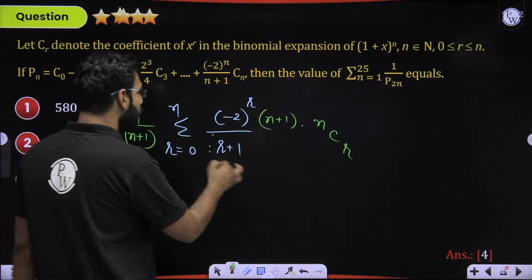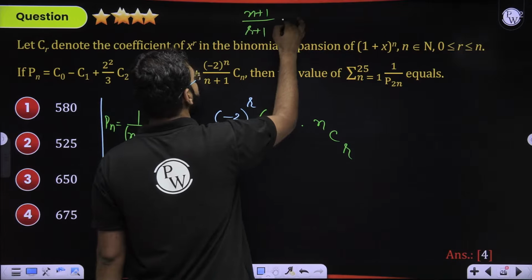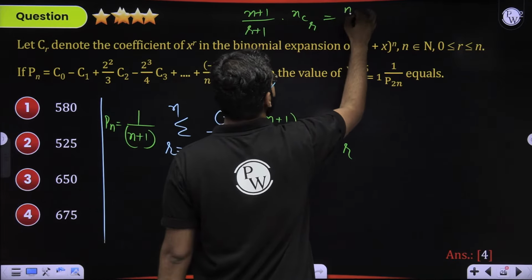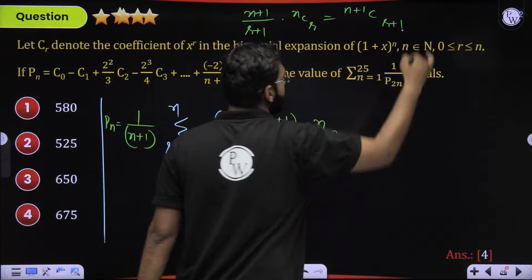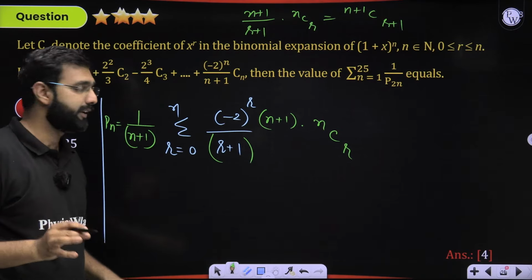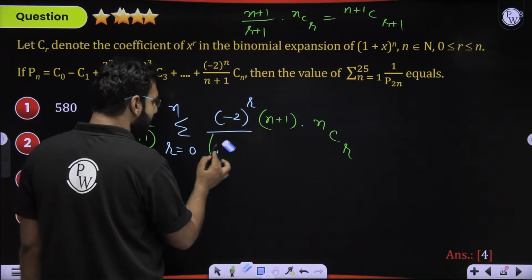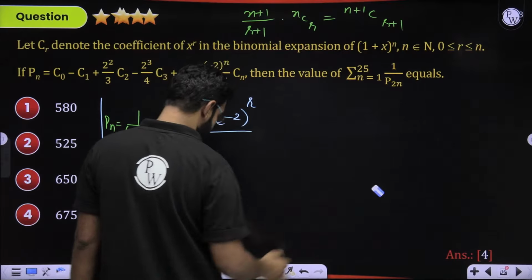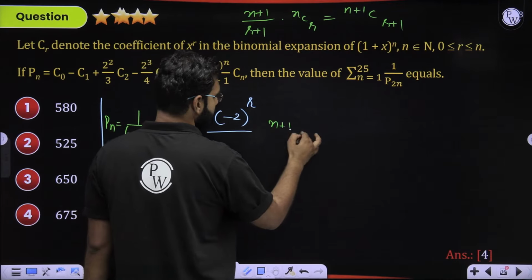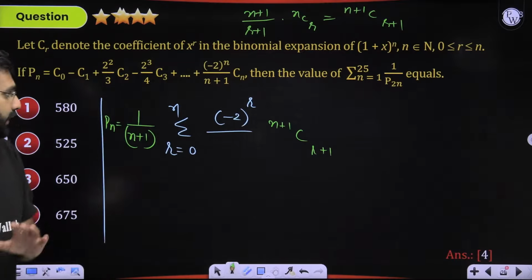And I hope you do remember that n plus 1 by r plus 1 times nCr is nothing but n plus 1 C r plus 1. Do you all remember that result? So if I apply that result here, what will I get? This entire part can be replaced by n plus 1 C r plus 1. Give me a quick update on this. Did you all get that?